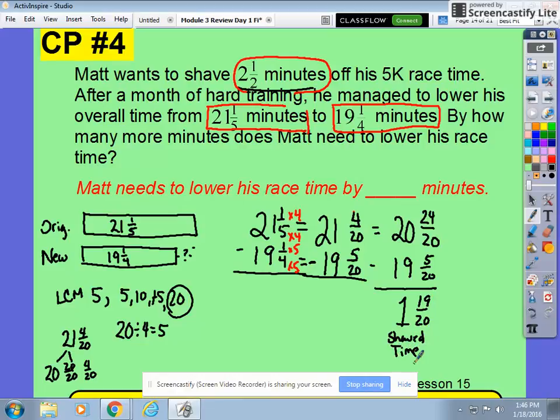But I still need to compare that to 2 1/2. So now, as my second step, I need to subtract 2 1/2 minus 1 and 19/20ths. So 2 1/2 equals 2 10/20ths, or 1 and 30/20ths.